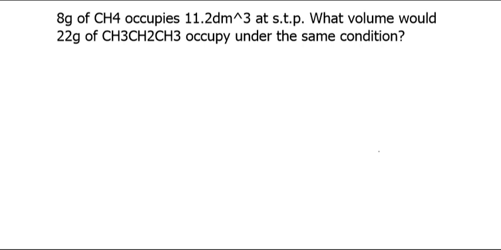8 grams of CH4, that is methane, occupies 11.2 dm³ at s.t.p. What volume would 22 grams of CH3CH2CH3, which is propane, occupy under the same condition? Solution.